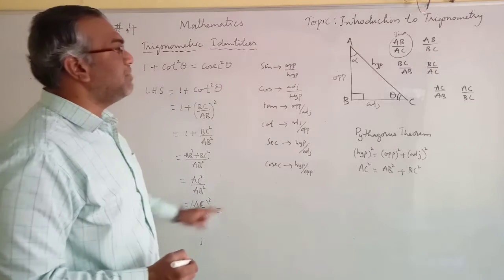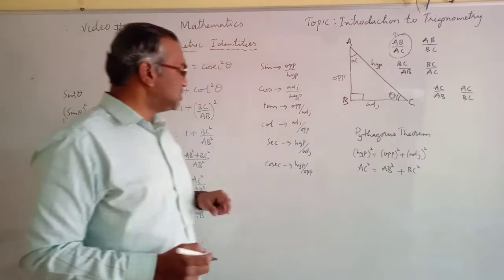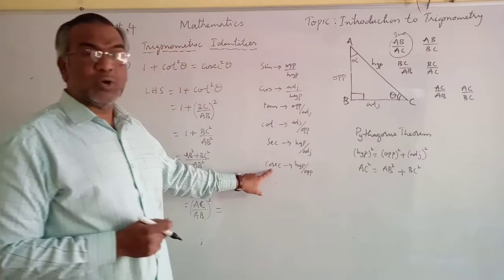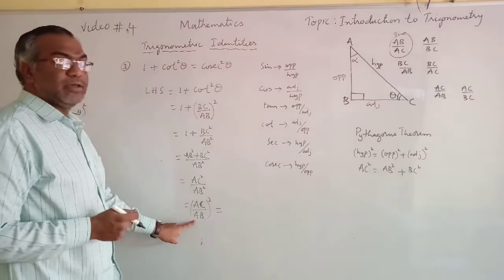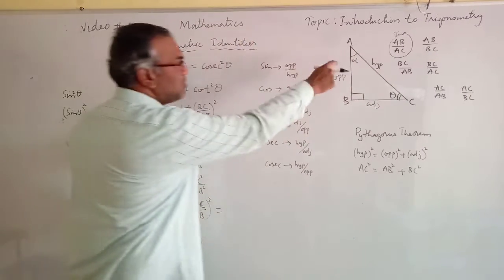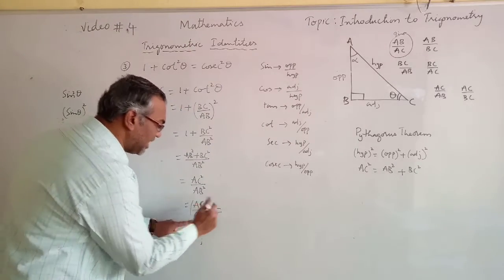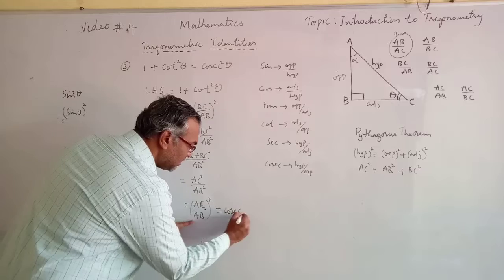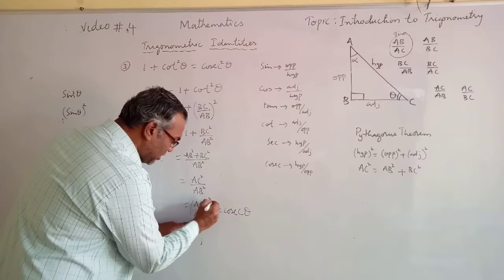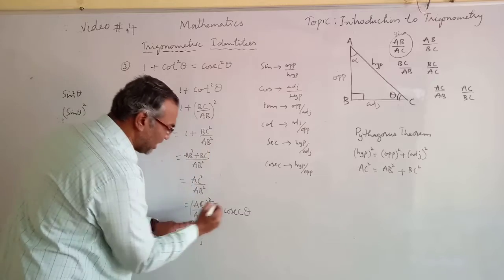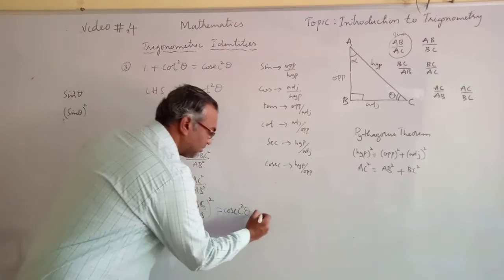What is AC by AB? Hypotenuse divided by opposite. Hypotenuse divided by opposite is cosec. So this can be written as cosec theta, and this has a square. You see, here we have square continuously, so this will also have square. So we got our answer.